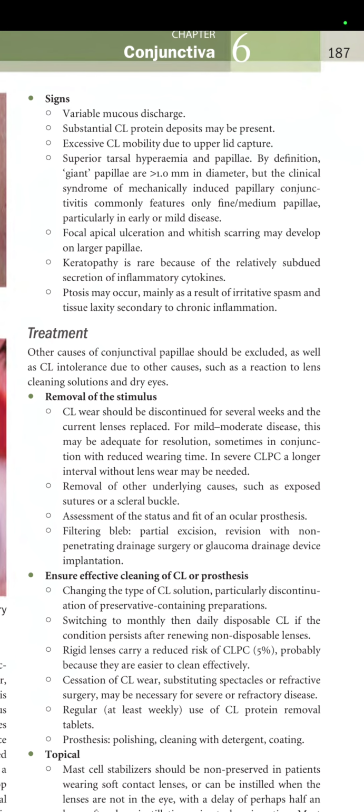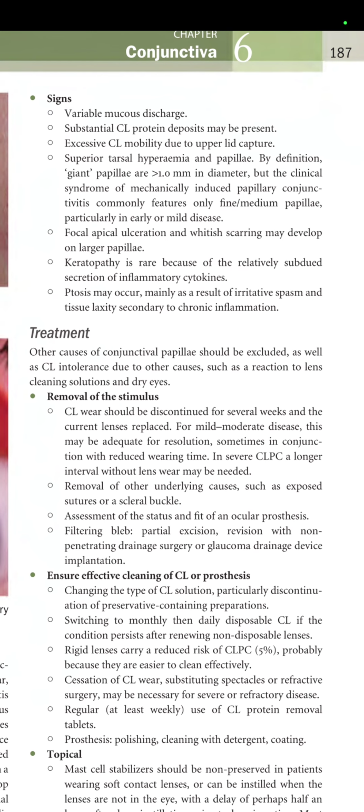Focal apical ulceration and scarring may develop on large papillae. Keratopathy is rare because of the relatively subdued secretion of inflammatory cytokines. Ptosis may occur as a result of irritative spasm and tissue laxity secondary to chronic inflammation.